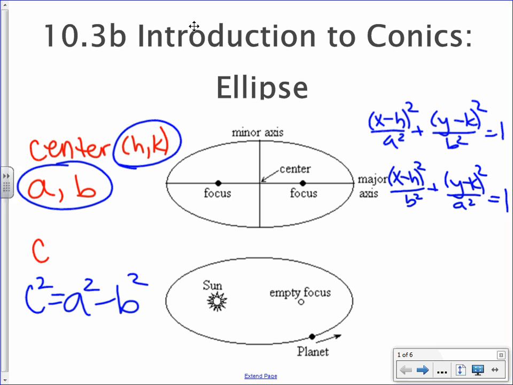We also know some information about how long the major axis is. How long is the major axis of an ellipse? How long would this be? Well, how long is it from here to here? Here to here is how long? A. So how long would all of this be? 2A. How long would the minor axis be? 2B. Okay? These are all different pieces of information that we could get about the graph to help write our standard form equations.